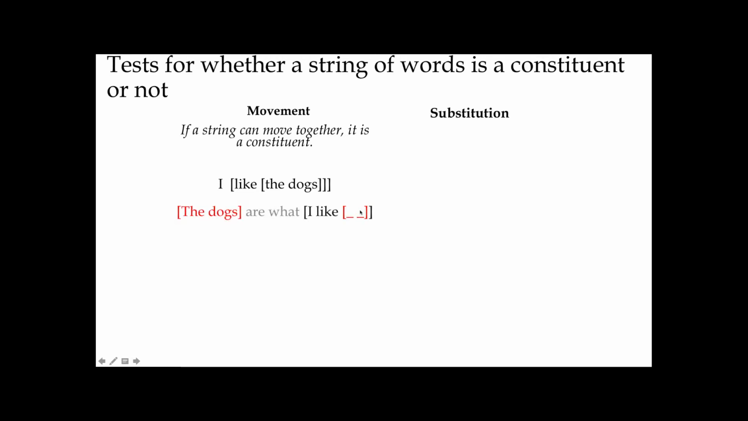I can take "the dogs" and move it out to the front. "The dogs are what I like." So "the dogs" can get moved out here together, and I leave the "like" behind. That's a sign that if they move together, they're a constituent. But I can't just move "dogs" and leave the "the" behind. I can't say "Dogs are what I like the." "The dogs" has to be moved out front together.